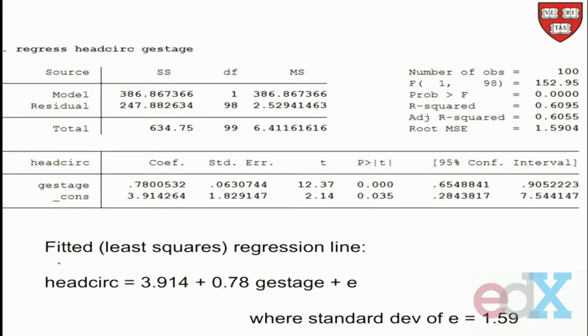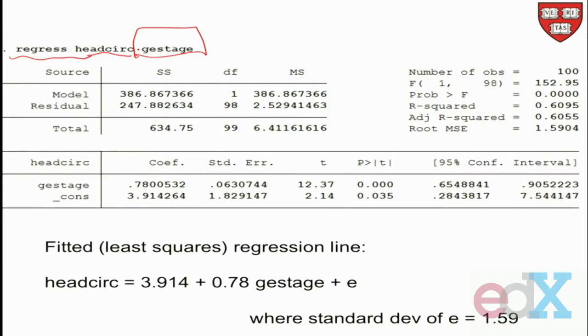So then, here's the Stata command. You say regress head circumference on what? Gestational age. And that's it. Simple. What Stata then does is it calculates the least squares line for you. All right? The Gauss idea of the least squares line. The line that minimizes the sum of squares of these residuals.